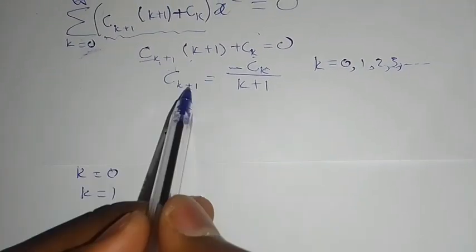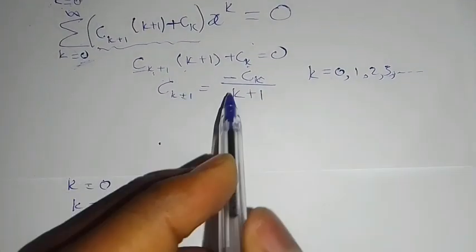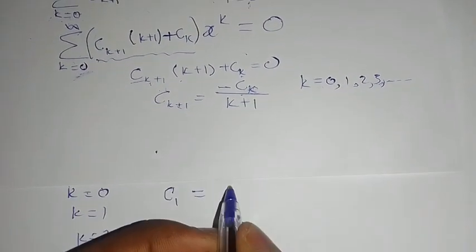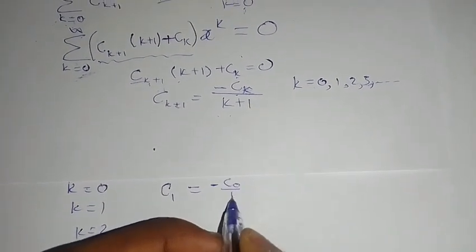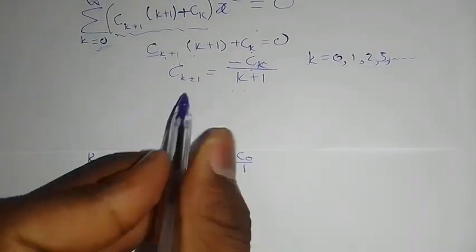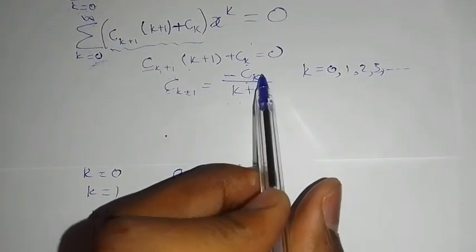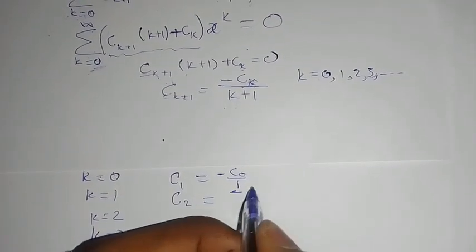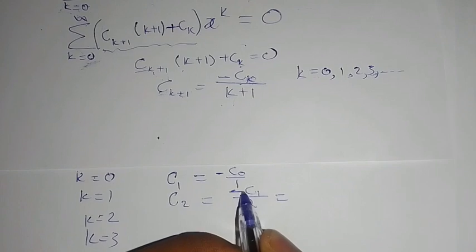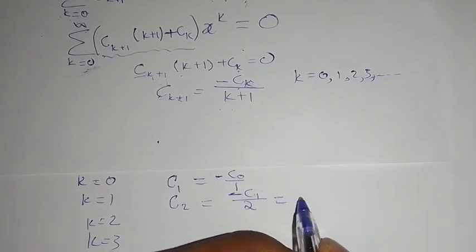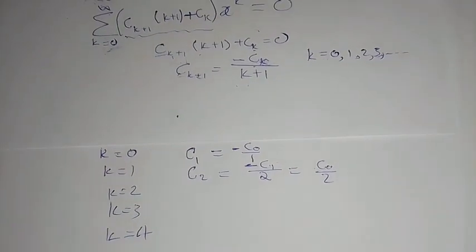If k equals 0, plug in k equals 0 here, you just get c1. This will be equal to negative c0 over 1. So you just have negative c0 over 1. Okay, so plug in k equals 1 here, you have c2. This will be negative c1 over 1 plus 1, that will basically be 2. And now we have c1. We know that c1 is just negative c0 over 1. So this one just goes to c0 over 2.